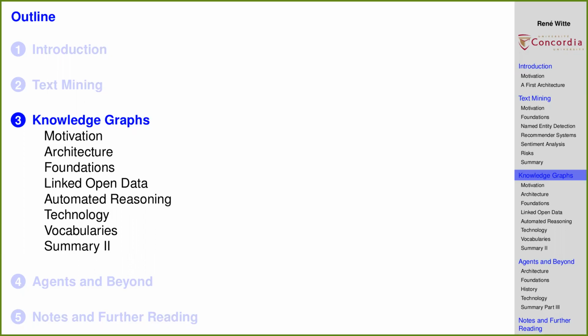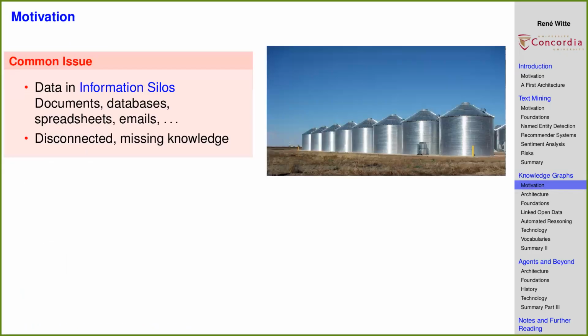So in this next part, I'm going to talk about one of the main topics of our course, which is knowledge graphs. Here we address an additional problem in terms of managing knowledge in an organization or in a company that goes beyond just the information in the documents. The underlying problem is known as the information silo problem.